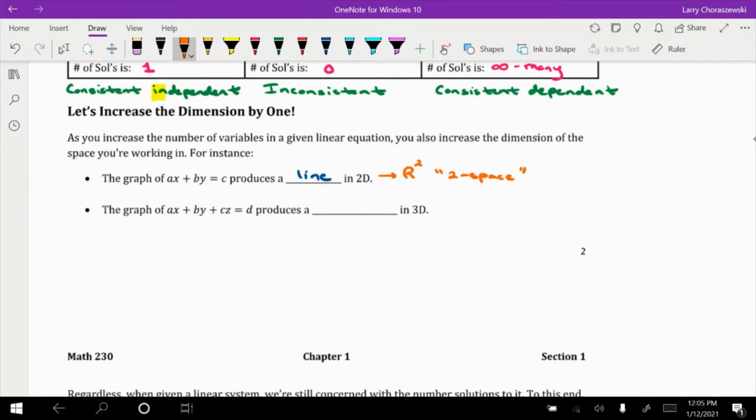Now adding a third term with our third variable on the left-hand side of the standard form equation, as I mentioned, that's going to produce a plane, and that plane is going to live in three-dimensional space, which there's a notation for that as well. It's capital R with a superscript 3, and we would read that as 3 space. In the most generic sense, we could have an equation with n variables, right? So I'm going to write our linear equation in n variables.